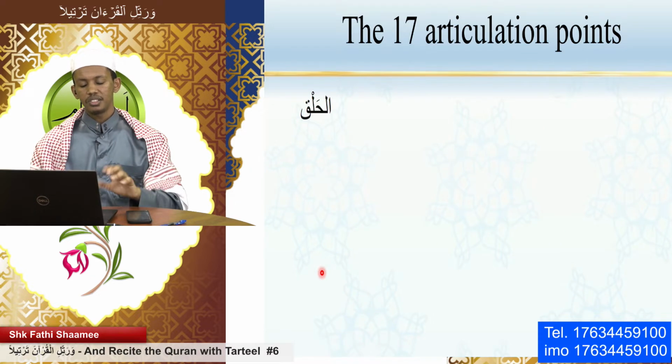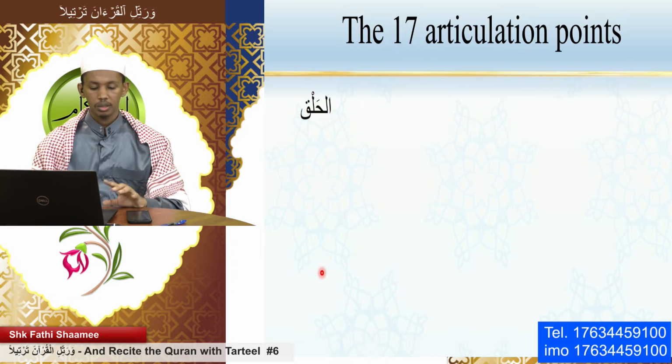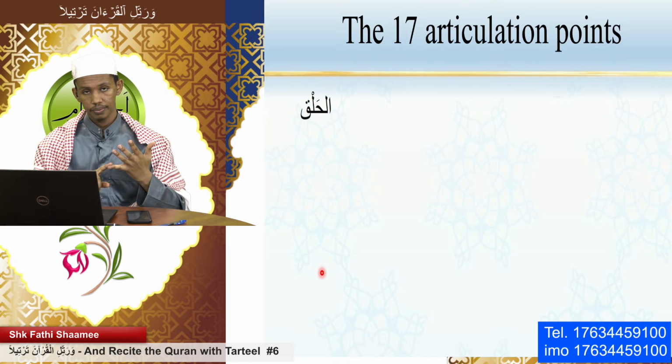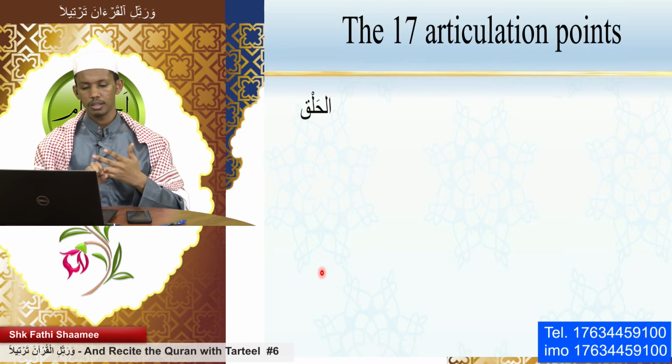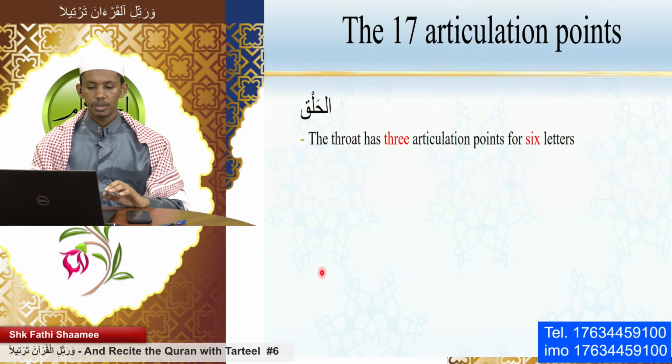So the next set of articulation points are from al-khalq. Remember, we mentioned that there are 5 general areas, right? We said there is al-jawf, which is the empty space in the mouth as well as the throat. And then al-khalq, which is the throat, right? The throat itself has a couple articulation points. So the throat has 3 articulation points for 6 letters.